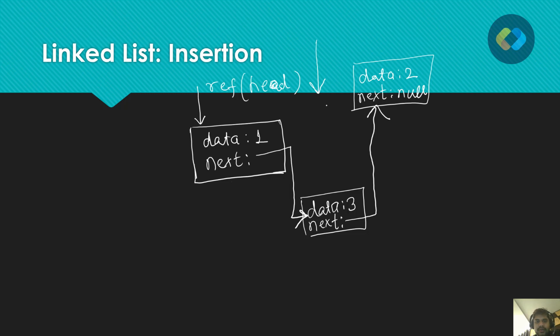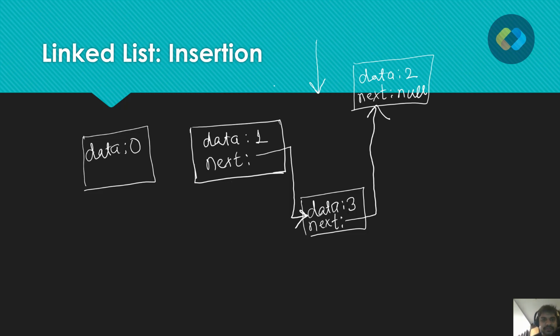Okay. Now suppose I want to add something at the front of the list. This has 0. So what I have to do is change the head to point to this node, right? And this node will point to this other node, right? So a linked list will always have one head reference, which will tell us from where our linked list is starting, right? So this is our head.